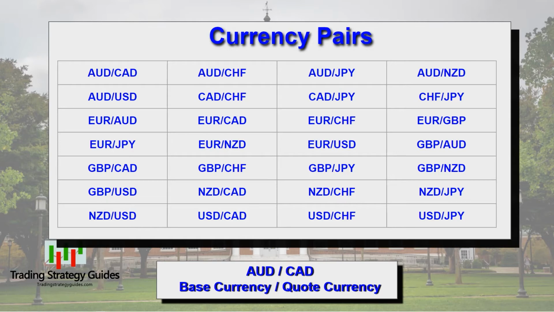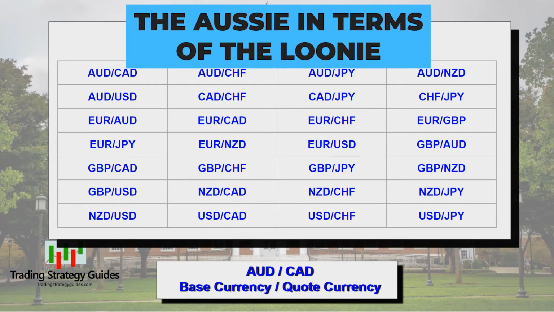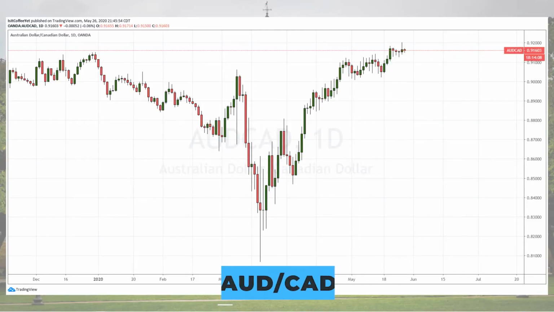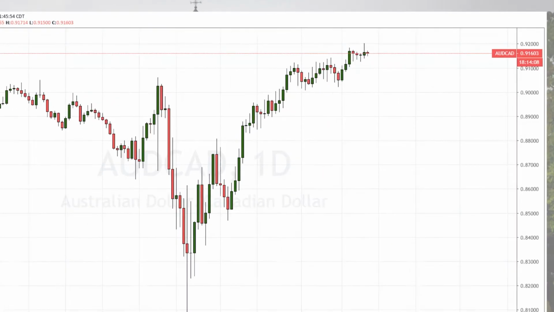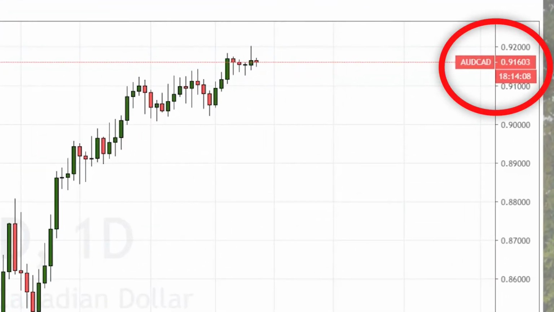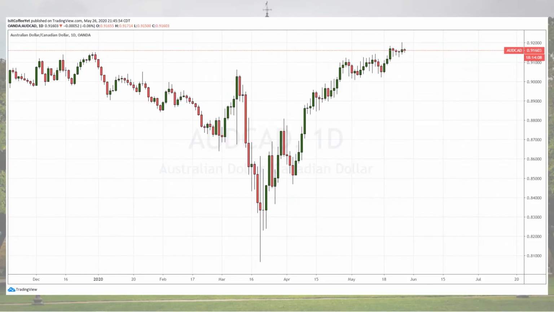But you don't have to remember those fancy words. If you want to know what the price on the chart you're looking at means, just say the pair this way in your mind. This is the Aussie in terms of the loonie. In other words, this is how many Canadian dollars it takes to equal 1 Australian dollar. You can see the price of the Aussie loonie currency pair at the time I shot this image was 0.9160 Canadian dollars for each 1 Aussie. So the Aussie is worth just a little bit more than the Canadian dollar.